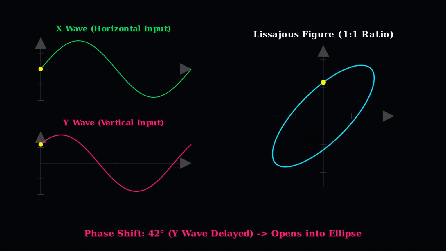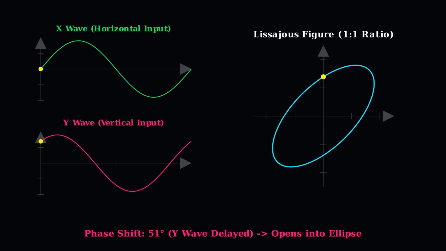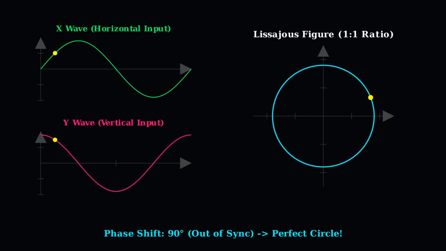If they are in sync, the dot moves diagonally back and forth, tracing a straight line. If we delay one wave slightly, the line opens up into an ellipse. When they are out of sync by 90 degrees, the dot traces a perfect circle.